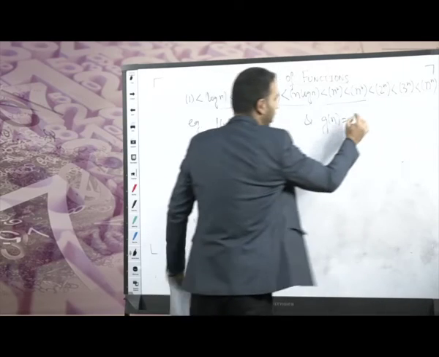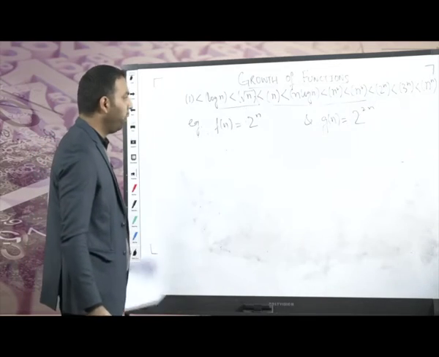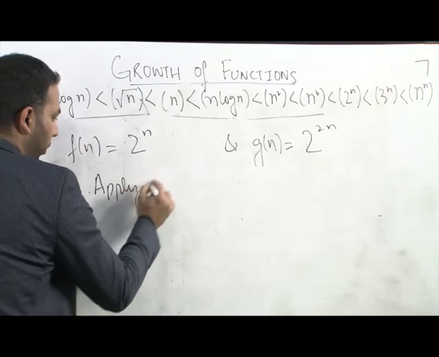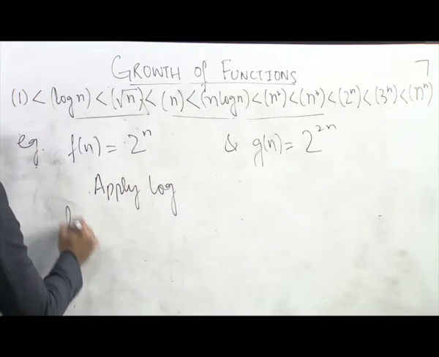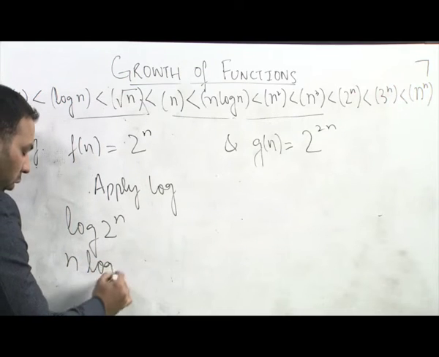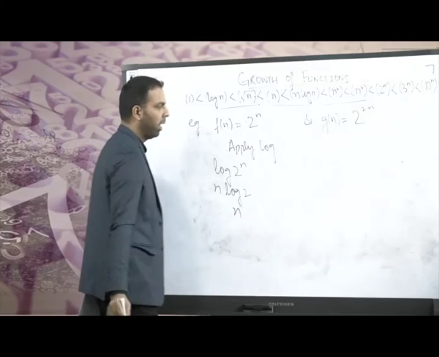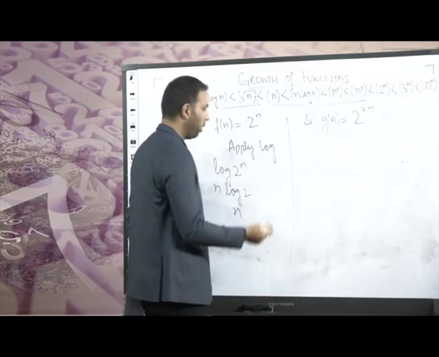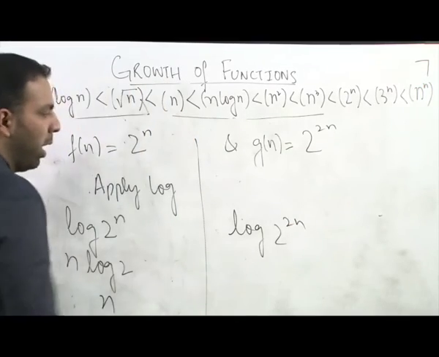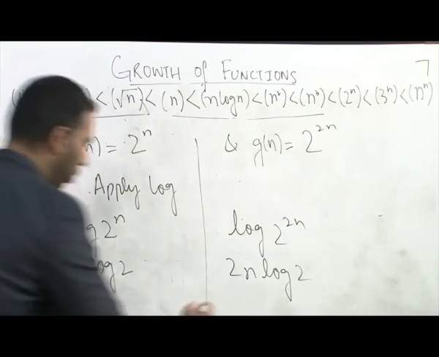that is 2 raised power n, and we'll take 2 raised power 2n. So what we'll do is apply log. When we apply log, this will become log of 2 raised power n, and it will be n log of 2. Log of 2 to the base 2 is 1, so it will be n. Now on this side we have log of 2 raised power 2n. It will be equal to 2n log of 2. So log of 2 is 1, this will be equal to 2n.